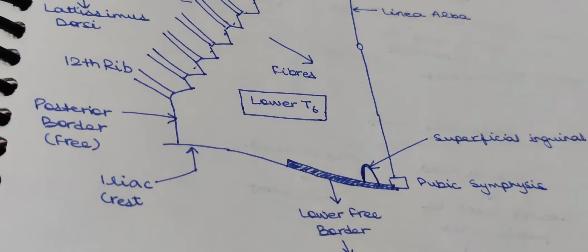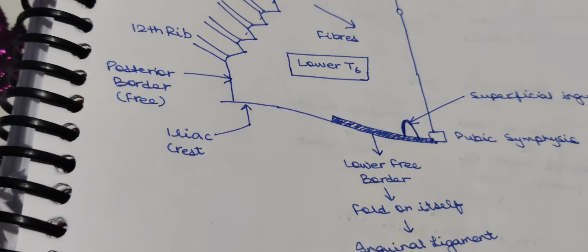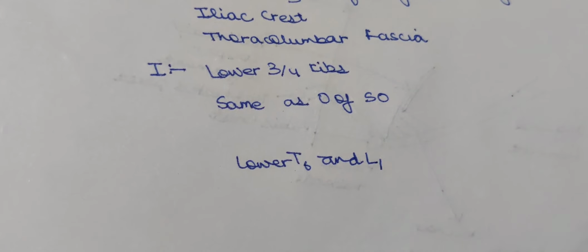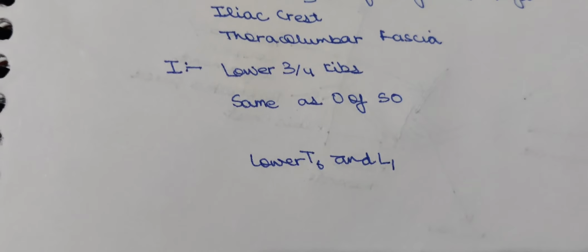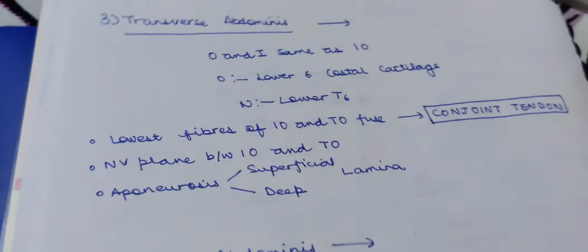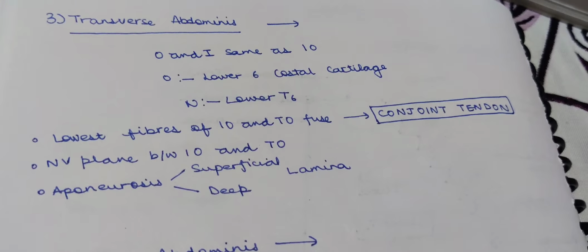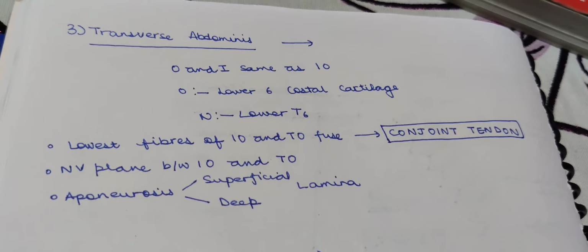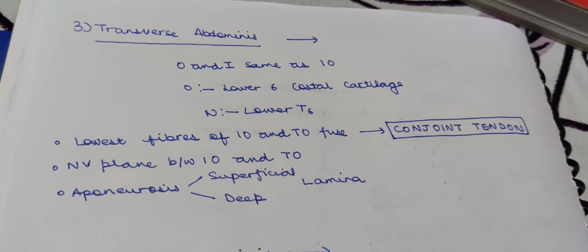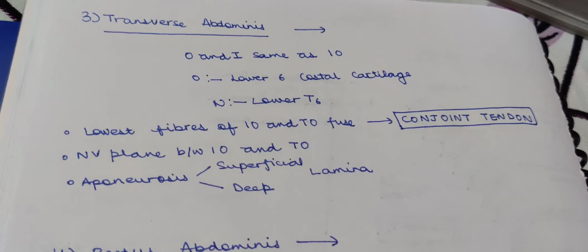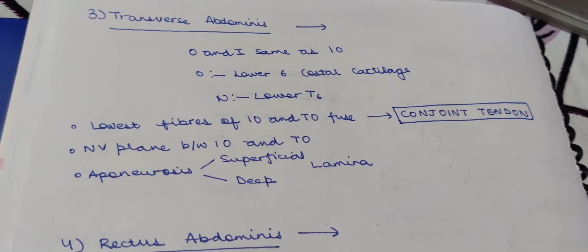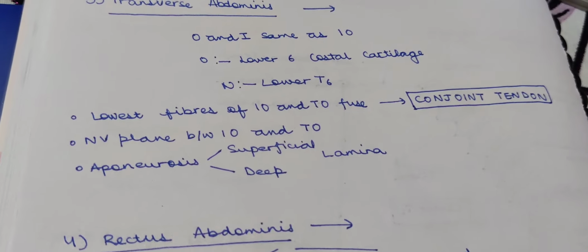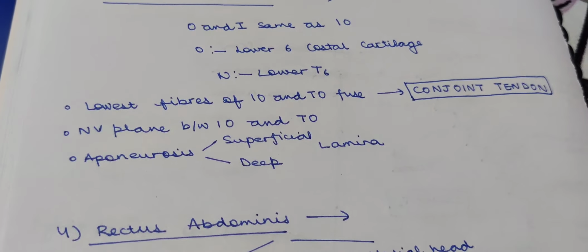Then the nerve supply of the external oblique is the lower 6 thoracic nerves, and the nerve supply of the internal oblique is the lower 6 thoracic nerves and the L1 nerve. Now another muscle is the transverse abdominis. Its origin and insertion are the same as the internal oblique. Its direction is shown here. For its origin, we also include the lower 6 costal cartilages, and the nerve supply is the lower 6 thoracic nerves.